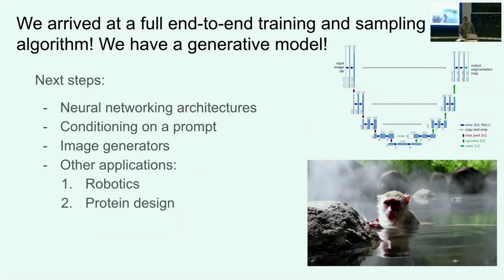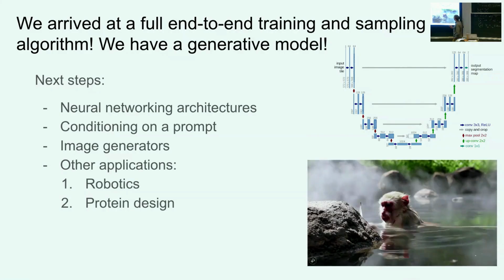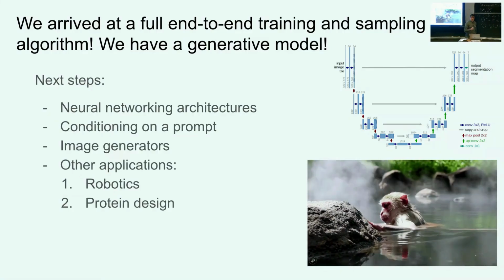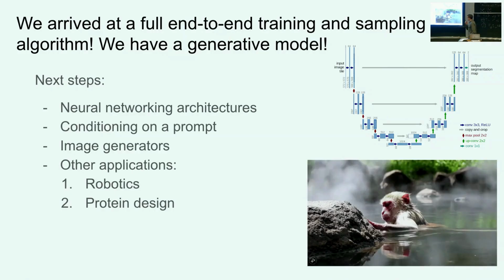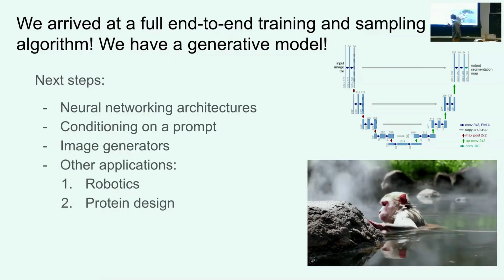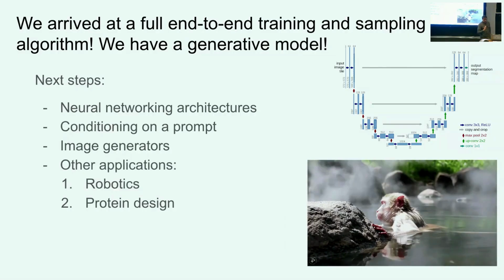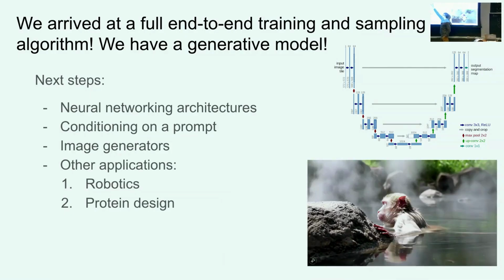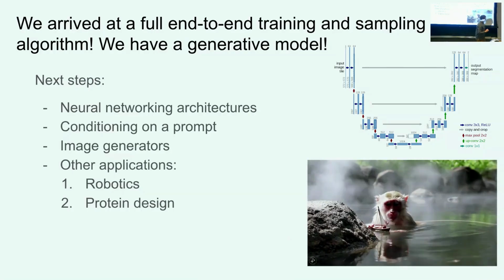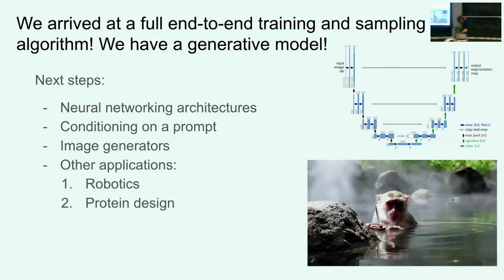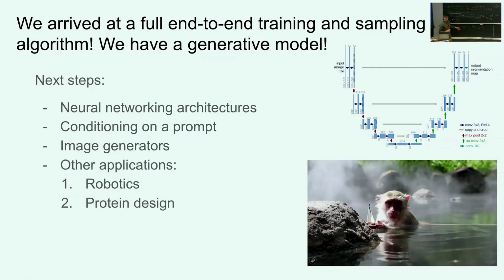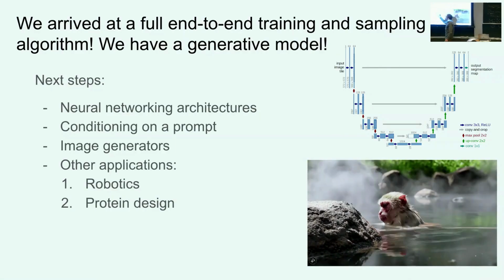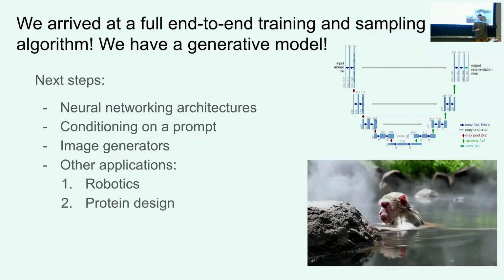All right, so just to reiterate, we arrived here at a full end-to-end training and sampling algorithm. So we have a generative model now. What you can do is generate samples from the data distribution. The question is now, what are the next steps? Next week is going to be more applied. We're going to talk about specific choices that you can make for specific applications. First of all, neural network architectures. So far, the neural network was always just some function, s_t theta, u_t theta. I didn't really specify what this function is. We need to make choices, and there are different considerations to make. We're going to talk about them.